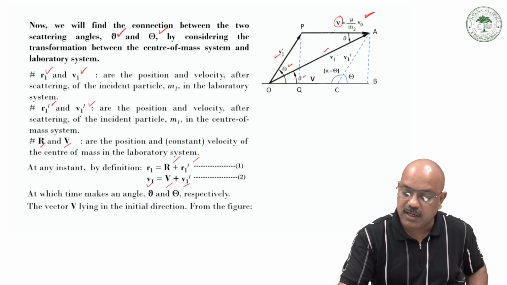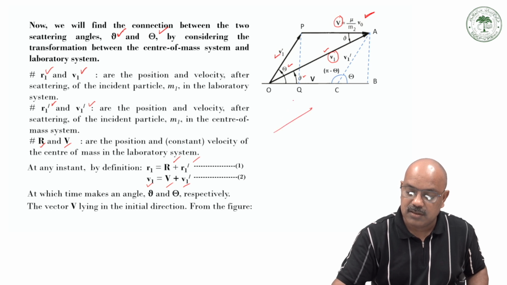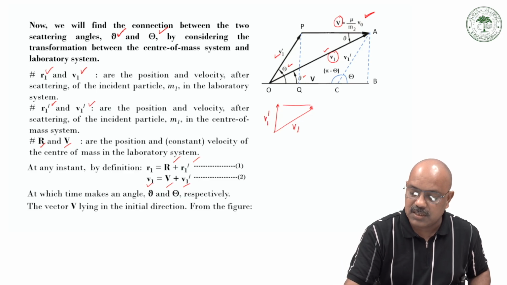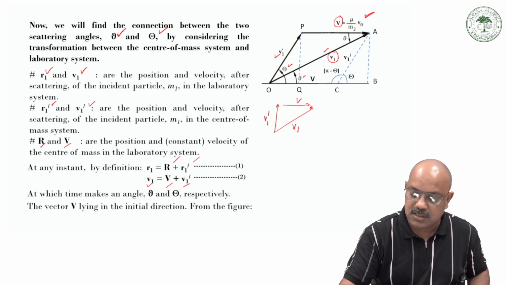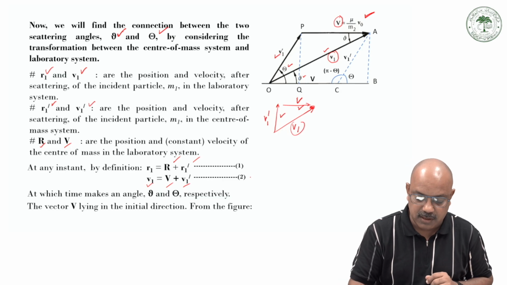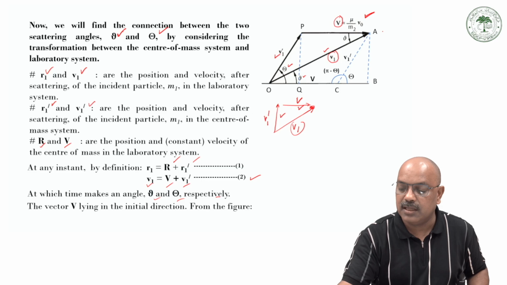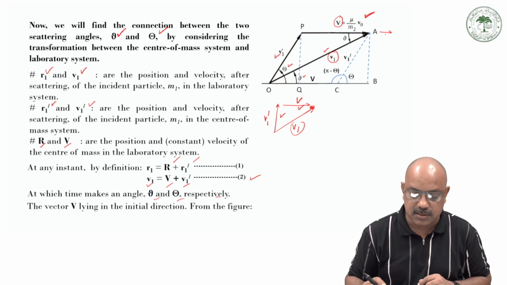So this is one vector V1, and this is my V1 prime, and this vector is my V. So this V1 is basically the sum of this and this. Okay, so this is what we have in equation 2. The angles are theta and theta prime respectively, with V lying in the stationary direction. This is what the dynamics is here.